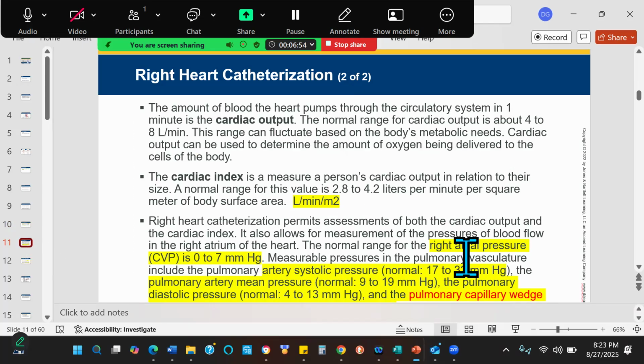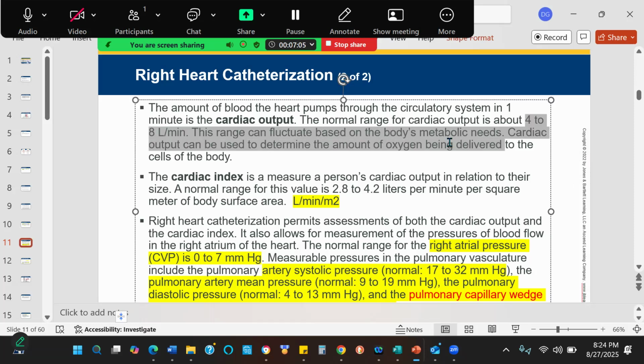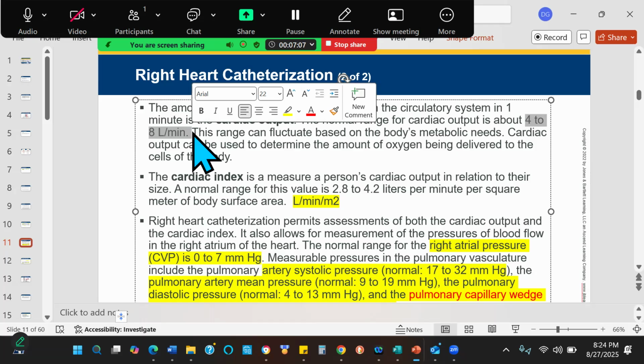Okay. Now, right heart catheterization gives us the actual cardiac output, how much blood is being pumped per minute. And it's about 4 to 8 liters per minute. That's how much blood is being pumped out of the heart per minute.